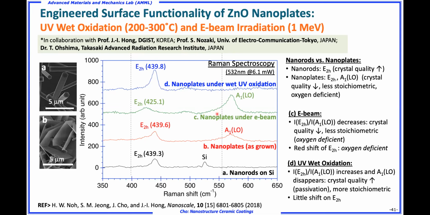When this is exposed to the electron beam, you can see that this peak is dramatically increasing, indicating more defects, more oxygen vacancies. And this also has some red shift that also indicates oxygen deficiency. But with the wet UV oxidation, this peak completely disappears while maintaining only this peak. That indicates that the surface defects can be completely or almost completely passivated. So by using UV oxidation or electron beam radiation, the surface defect population can be adjusted.